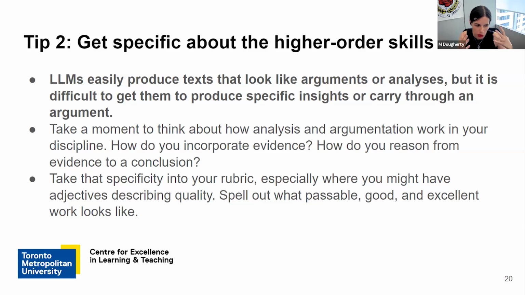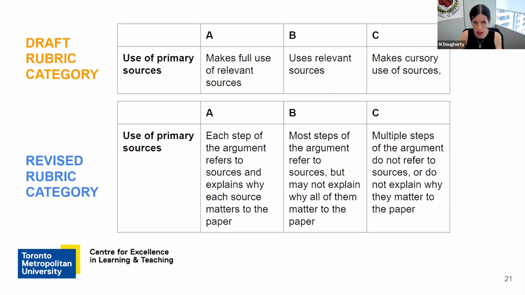Spell out, when you are looking at say an essay in your field and you think this is good, this is not so good, this is okay, what is going into that judgment? And try to be as explicit about it as possible. This has the bonus of helping you when you're marking, helping your TAs or GAs if you have them when they're doing their marking. And if you choose to communicate your rubric to students, helping them understand what you're looking for.